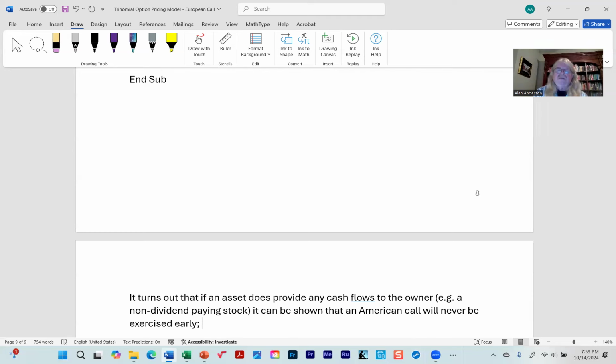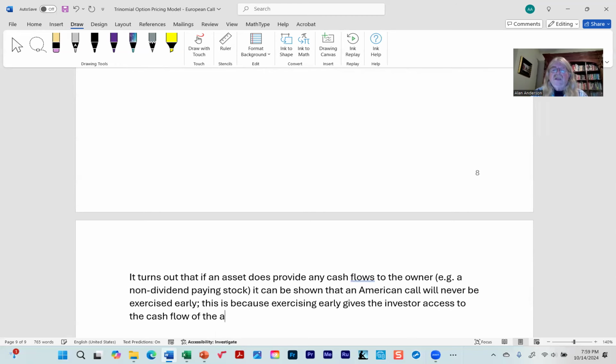Now, here's why: exercising early gives the investor access to that cash flow. So in other words, if you have an option on the British pound, for example, you don't actually have the British pounds, and you're not therefore earning the British pound rate of interest. So if you exercise it early, you are losing the time value of the option, but you're gaining the ability to earn the British pound rate of interest. So there's a trade-off there. You're getting something and you're losing something.